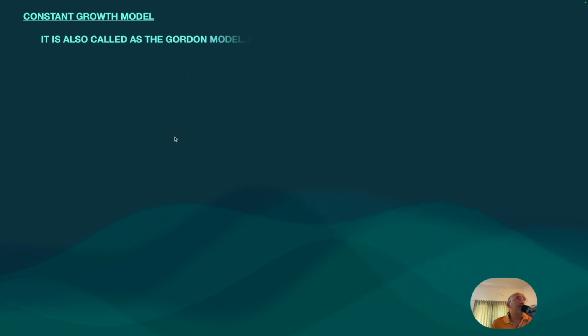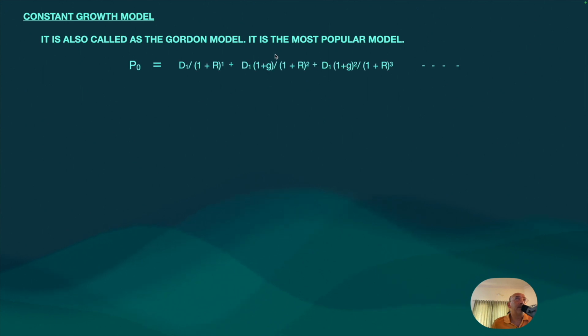Now coming to the constant growth model. The previous one was zero growth in dividend. There is no growth in dividend. The dividend is going to remain the same for the next 10 years. Suppose you are considering evaluating a company for the next 10 years, you are going to get a dividend of 100 rupees every year. Now it is a different model. Here the dividend is going to grow at a constant rate. This is also called the Gordon model, and it is supposed to be the most popular model.